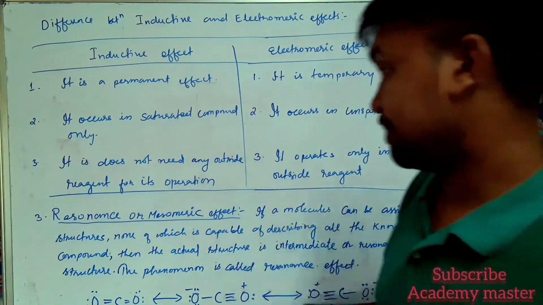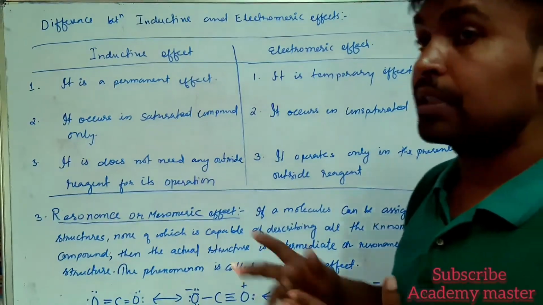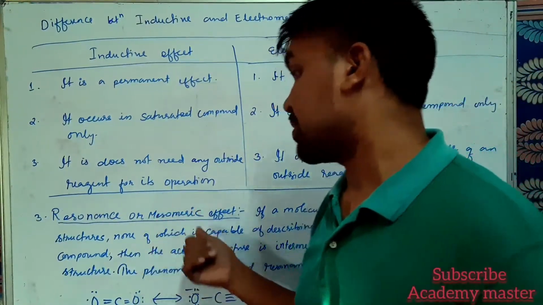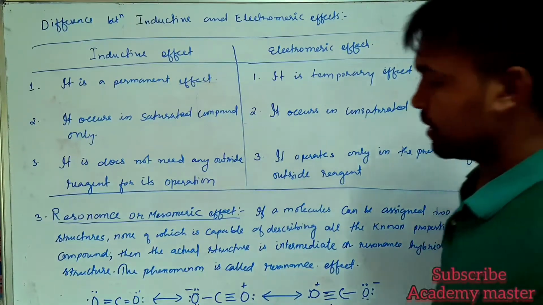Got it? Okay. Now, resonance or mesomeric effect. The third type is resonance effect or mesomeric effect. So what is the resonance effect? Let us try to understand, read the definition.